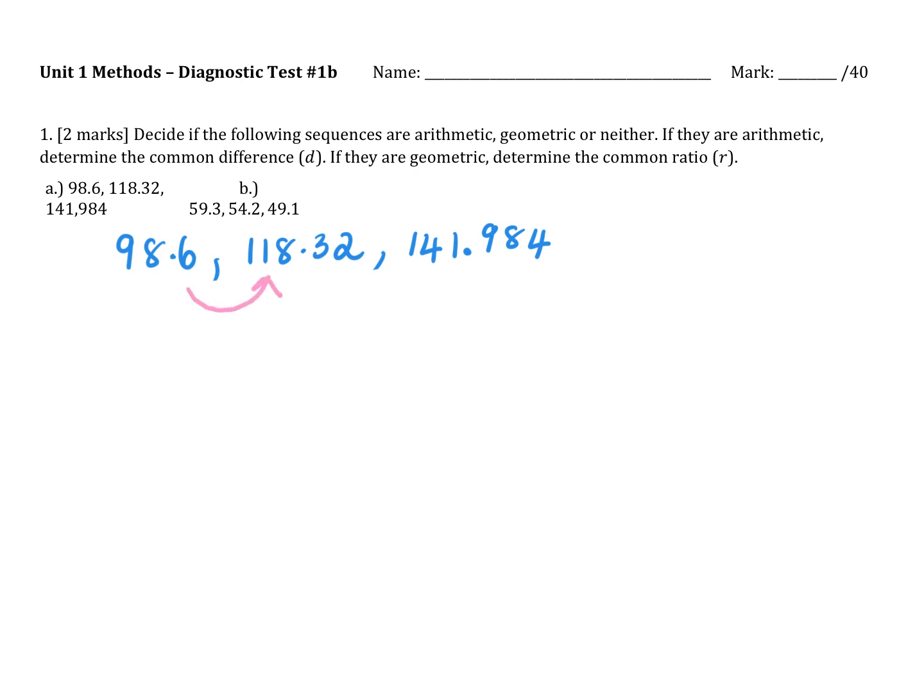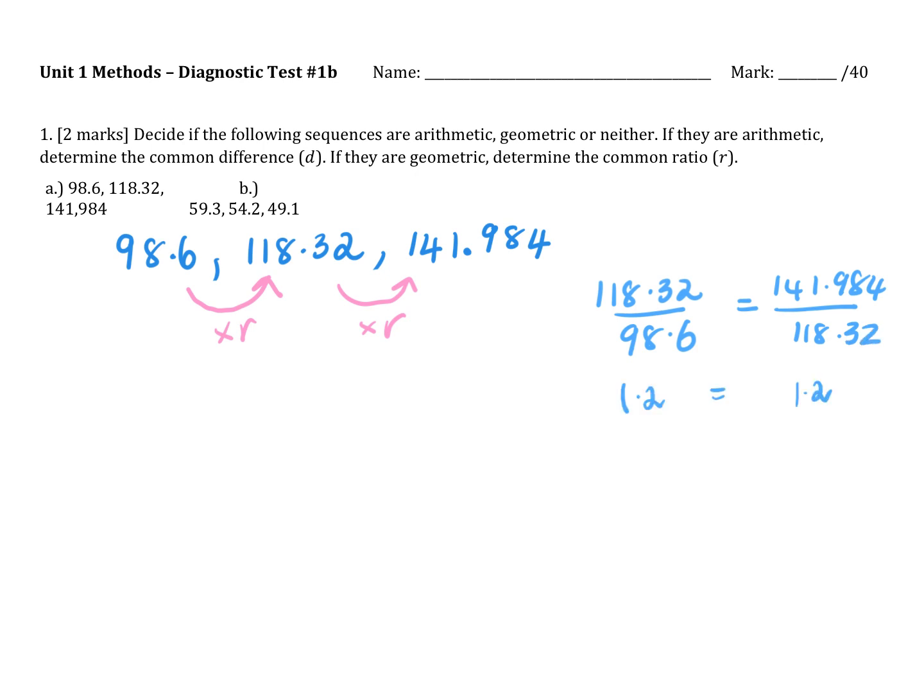The next thing I need to do is check if it's a geometric sequence. That means that times are there and times are there. There's a common ratio. If that's the case, then 118.32 divided by 98.6 should be the same as 141.984 divided by 118.32. We use our calculator and see that yes, that is the case. This is a geometric progression or a geometric sequence, and the common ratio is 1.2. We're multiplying by 1.2 to get from one term to the next.